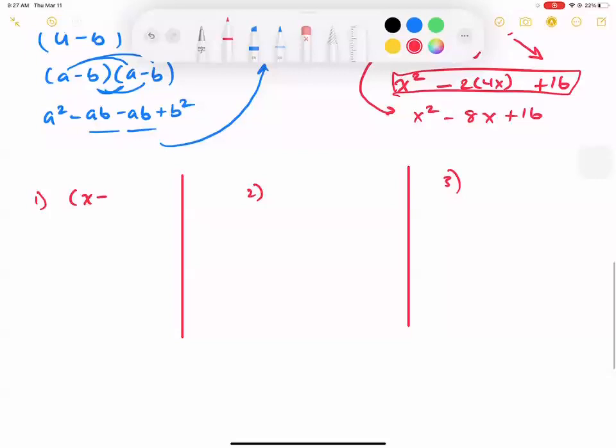X minus 5 squared. First problem. Second problem. 3x plus 4 squared. Third problem. 2x minus 1 squared. Okay. Once you're done, go ahead and type done so I know when you guys are done. Let's just start counting. I'm starting to count now.